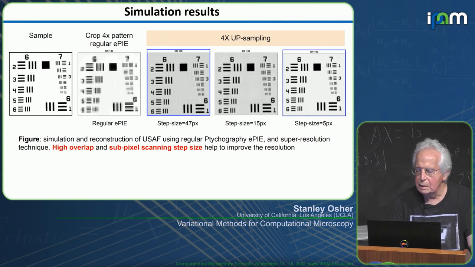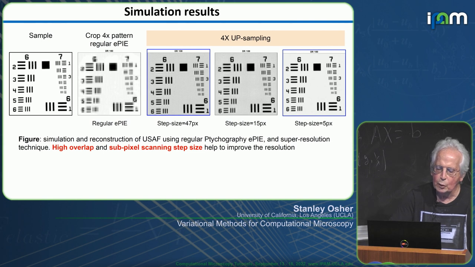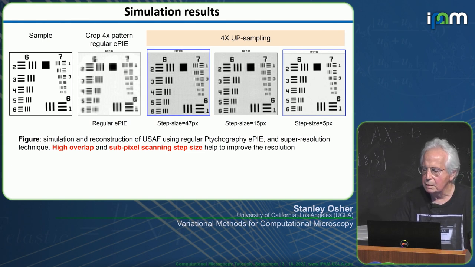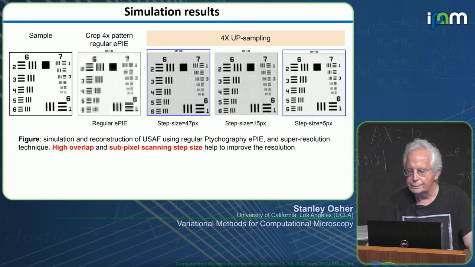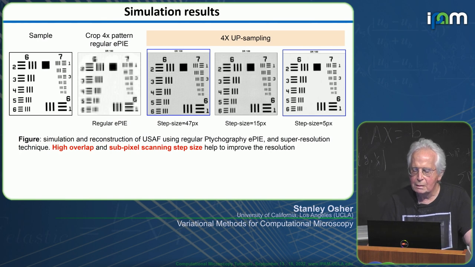And as the step size decreases, the results get better. Okay, so high overlap and decreasing step size improves the resolution. But we're not finished. You could be finished. Let's look at the next slide.